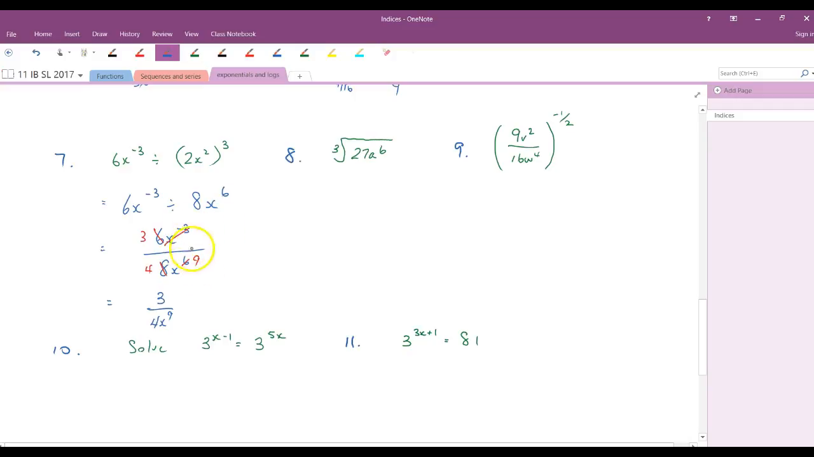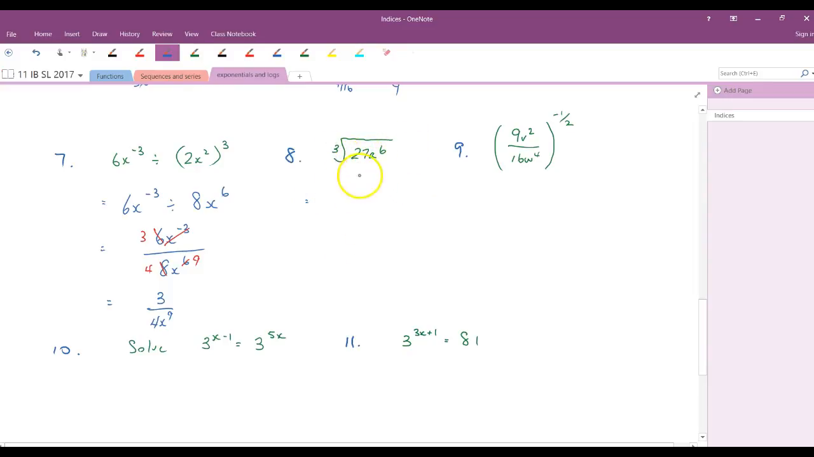And when you're doing this cancelling out, just always remember, if it's x to the 4 over x to the 6, then you remove the smaller power and subtract it from the larger. Here, removing the smaller power was minus 3. Subtracting minus 3 from 6 adds 3 to 6, gives me the 9. And therefore, 3 over 4x to the power of 9. Now question 8 here, the cube root of 27a to the power of 6.